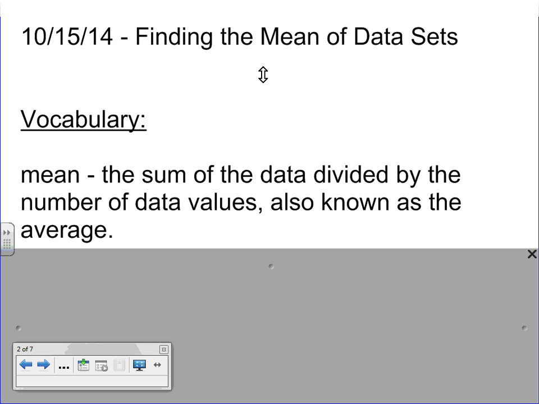So anytime you're finding the average of something like the average batting average in baseball, you're actually finding the mean. The sum of the data. Basically what that is, the sum, remember, is the answer to an addition problem. So you're adding up all of the data and you're dividing it by the number of data values there are. So add all the data up, divide by how many there are. That's how you find the mean.